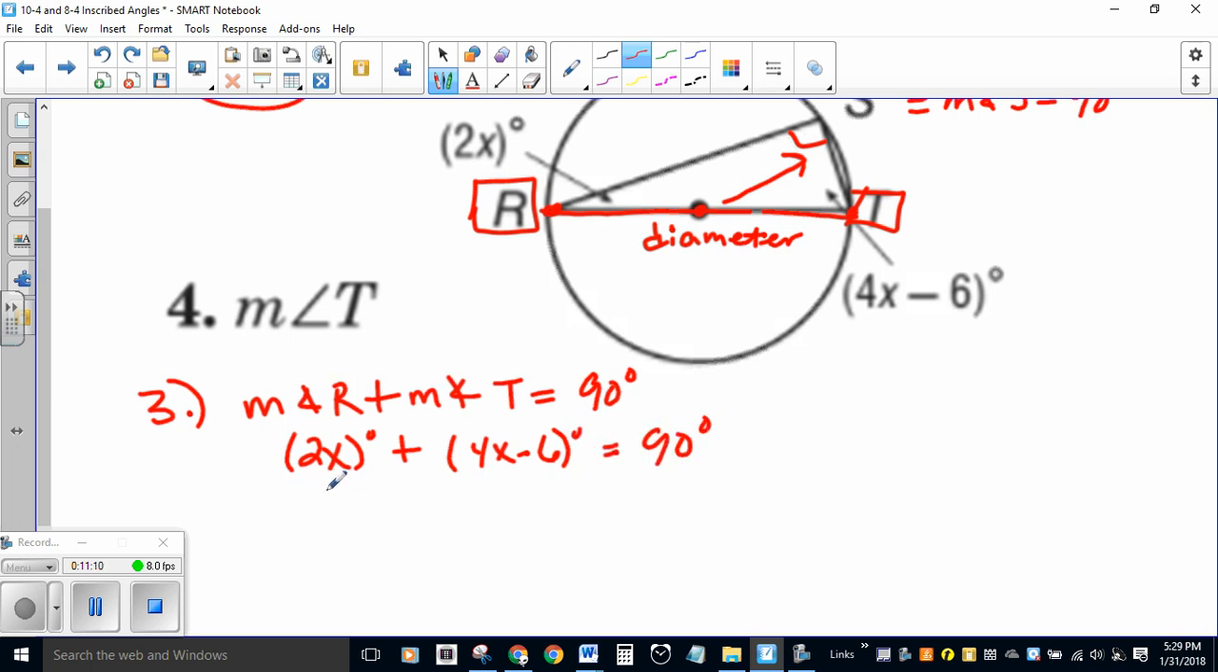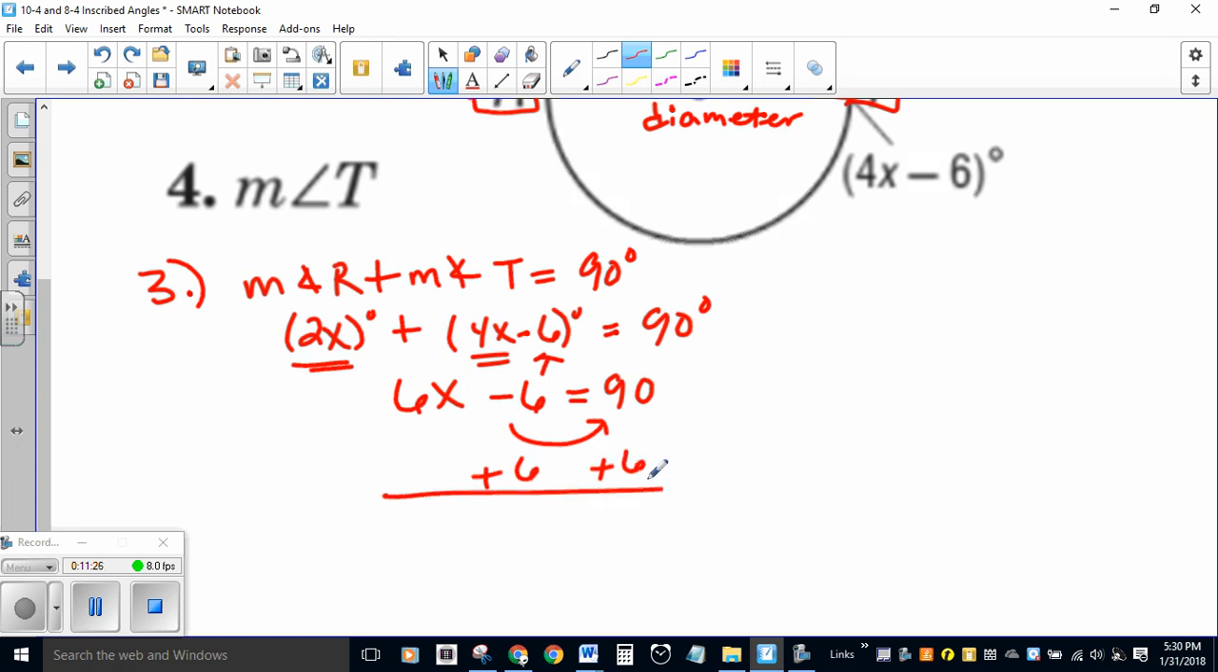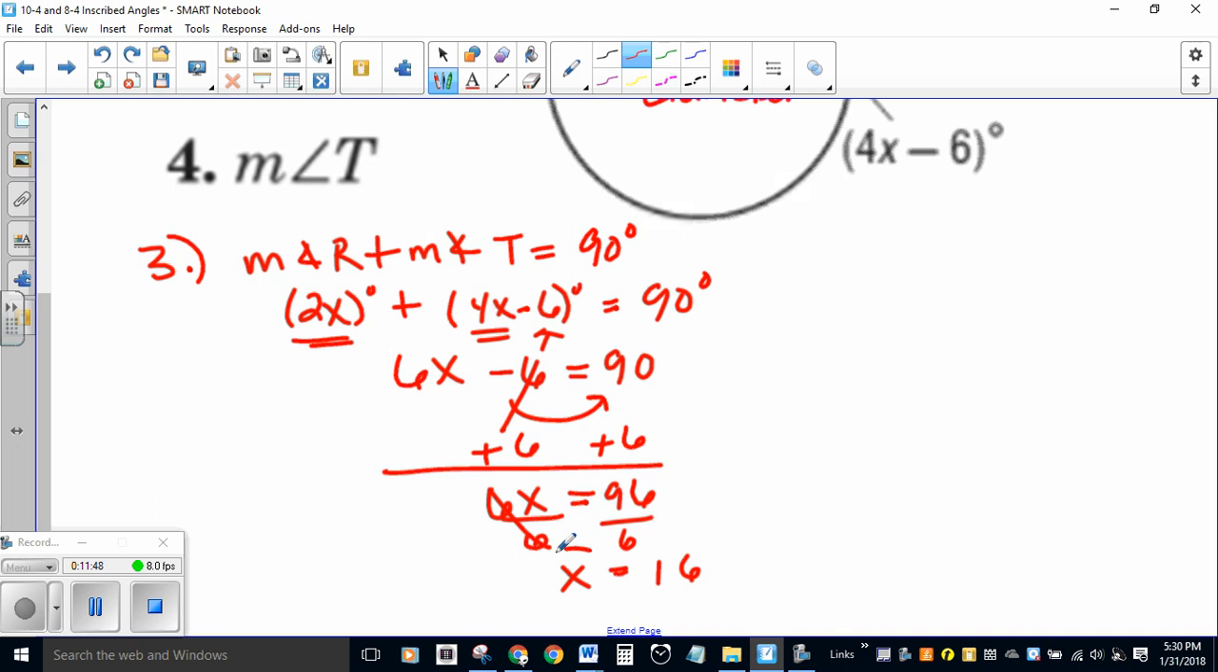So I combine like terms on this side, so 2x and 4x gives me 6x. This negative 6 doesn't have anything else to go with it, so it's minus 6 equals 90. I want to move my 6 to the other side, so when I move it over here, I do the opposite, so I add 6 to both sides. So I'm left with 6x equals 96. I divide both sides by 6 to get rid of that 6. So I'm left with 16. Now, the question says to find x. So now that I know that x is 16, I am done with number 3.